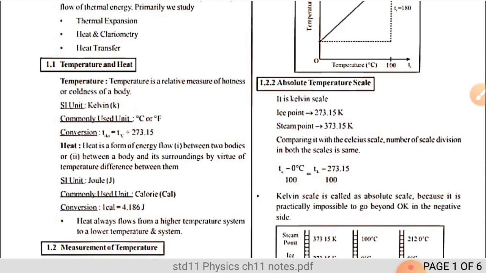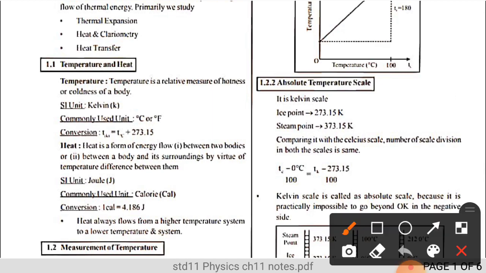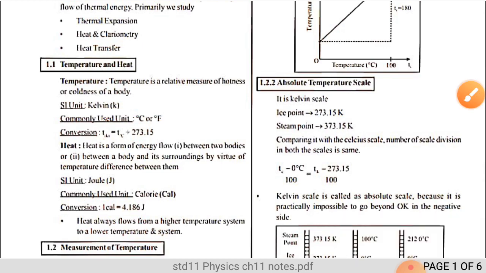Okay, so conversion from degree Celsius to Kelvin. Here we have one formula: TK is equal to TC plus 273.15. So we can easily convert degree Celsius to Kelvin, right? So that's our temperature. Now heat.